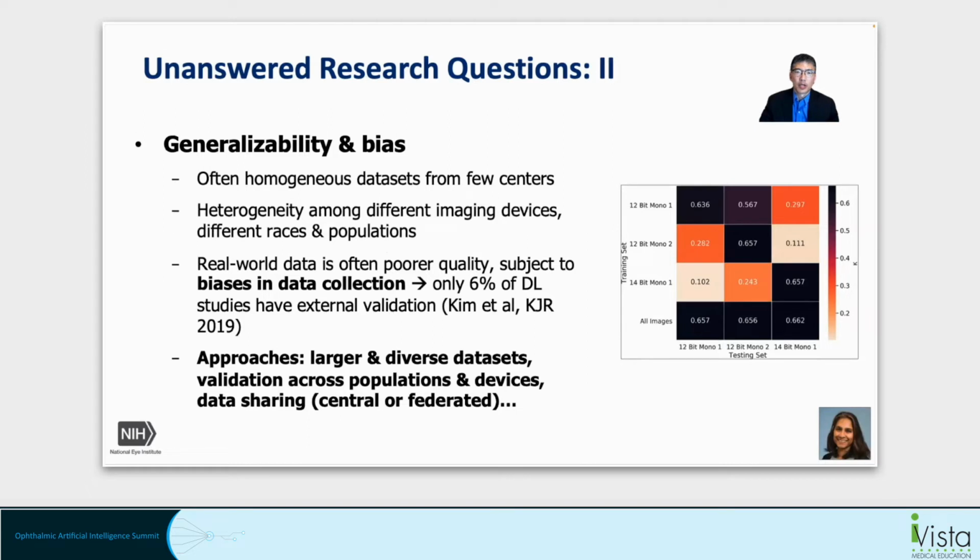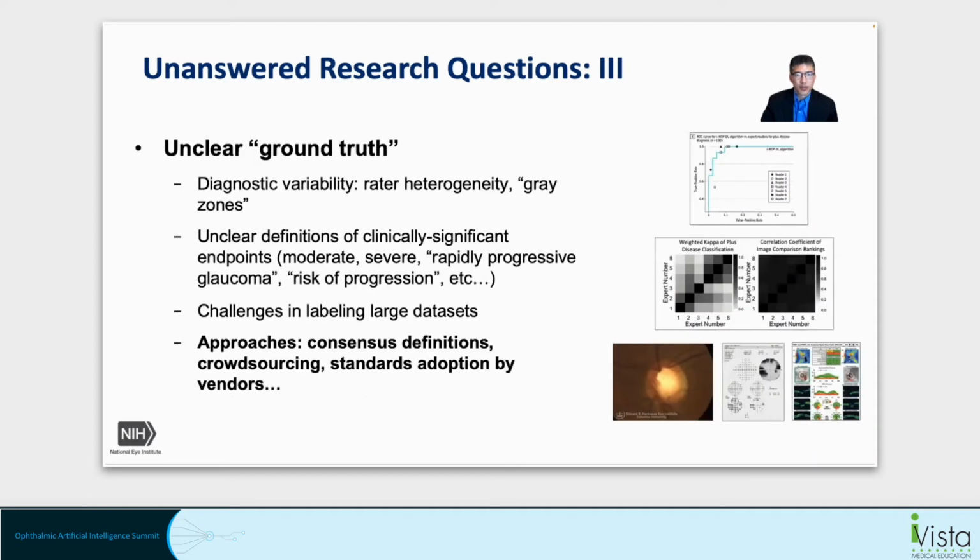Another challenge is generalizability and bias. The real world is not just homogeneous data sets. It's different races, different populations, different imaging devices. And you in general cannot just take results from one population and extrapolate to the others. The real world data is often much poorer quality than research data. There are a lot of biases in data collection, and only 6% of deep learning studies had any external validation, based on this study in the Korean radiology literature. I got this slide from Jayashree Kalpathy-Cramer, now at the University of Colorado. And how do we deal with this? Larger data sets, more diverse data sets, and really validation across different populations and different devices.